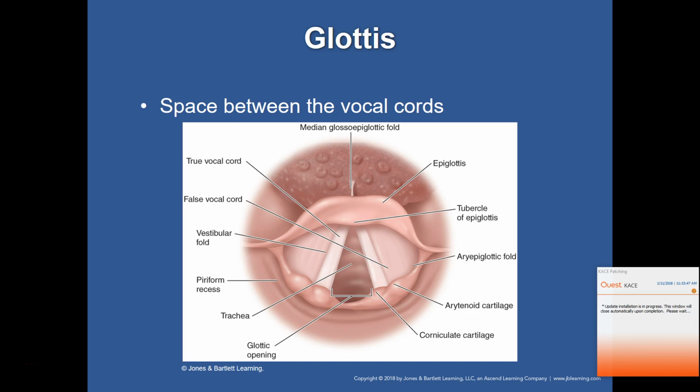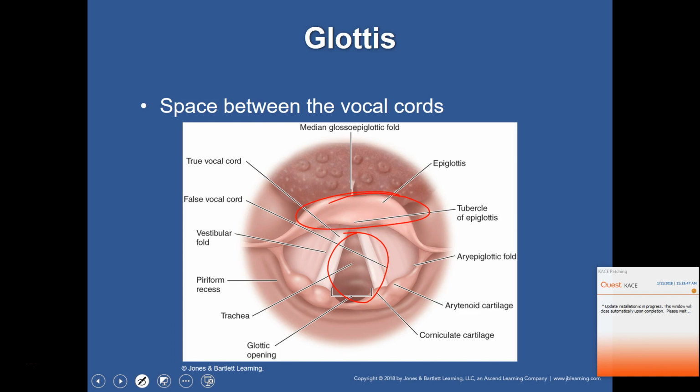The glottis is the space between the vocal cords. So when you hear it referred to as, you're going to insert the tube through the glottis, that's what they're talking about. They're talking about that space in there. All right. And of course, this up here is the epiglottis.